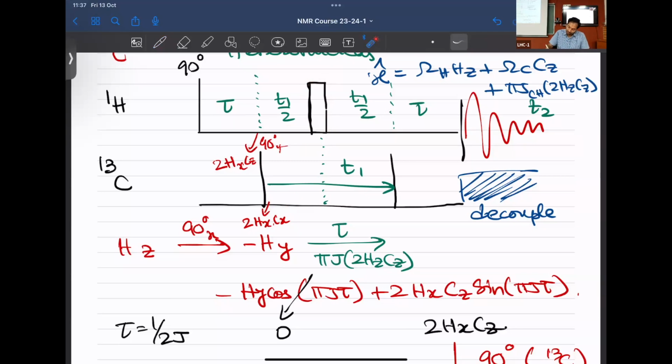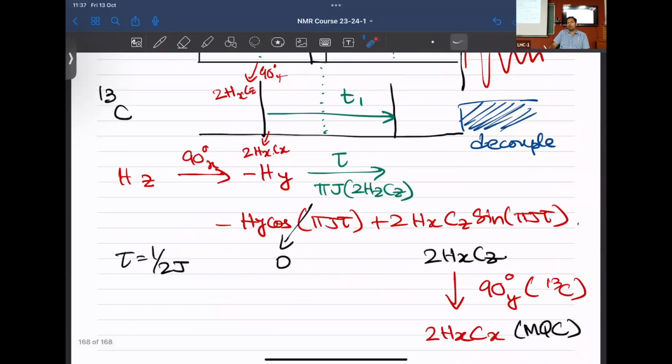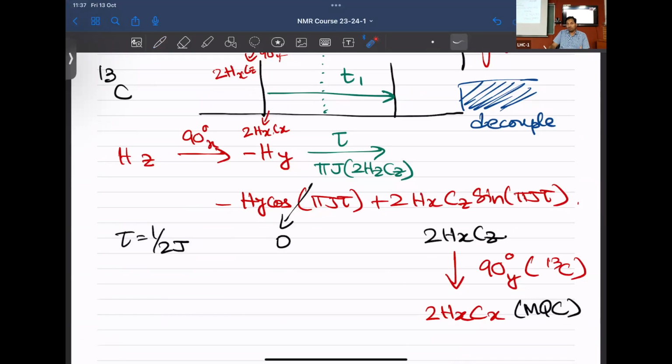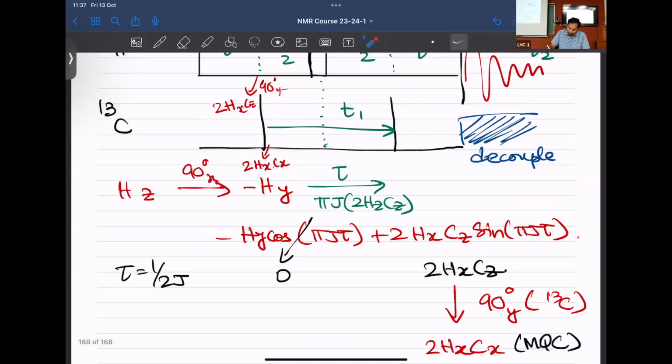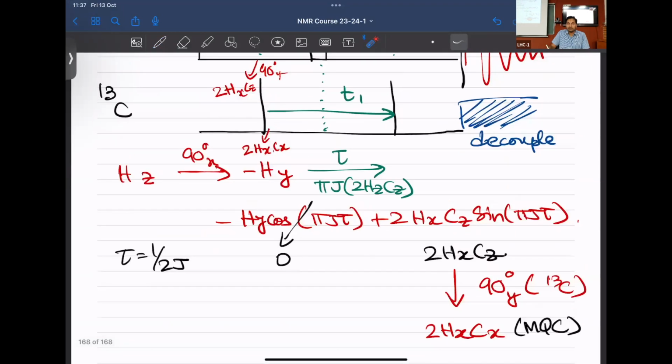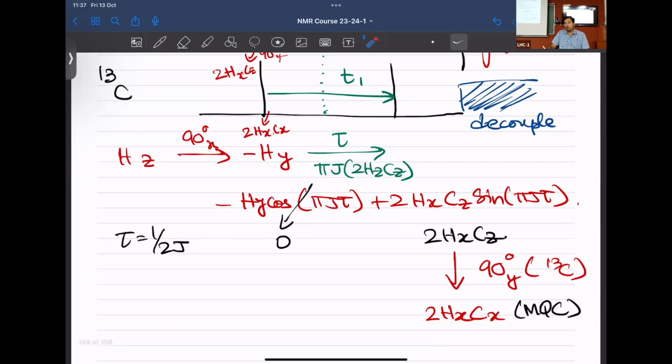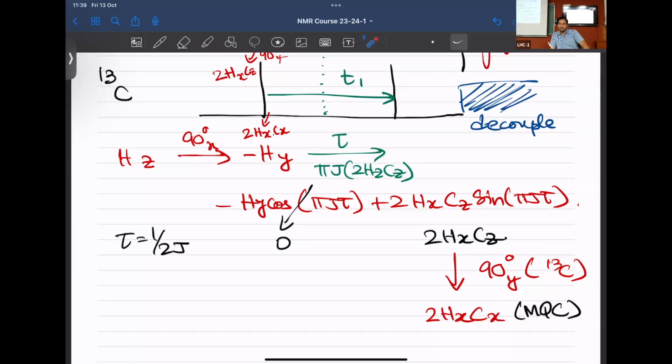And if you have multiple quantum coherence, will scalar coupling evolve? Scalar coupling will not evolve. On the other hand, now you have generated carbon coherence. Will carbon chemical shift evolve? There is no 180-degree pulse in the C space. You're right, that's one way of answering. What is a more straightforward way of answering? This is a transverse component. Good, excellent. Since there is no 180 and since it's transverse, it will have to evolve.